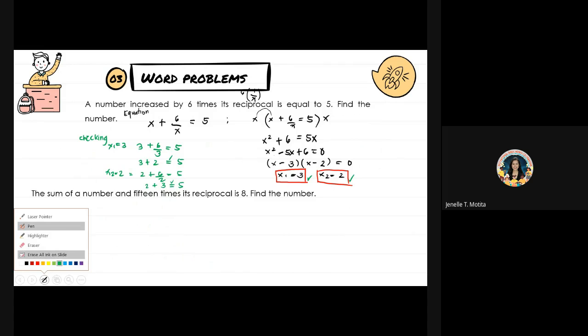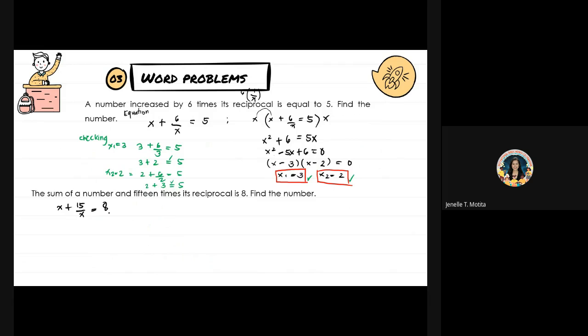Next, let's have another one. And the sum of a number and 15 times its reciprocal is 8. Find the number. So, as you can see, ang nagbago lang dito is given. Ayan. So, the sum of a number and 15 times its reciprocal, 15 times ng reciprocal mo, 15 over x lang yan, is 8. Ayan. Parehas lang siya, no? Nagbago lang yung given.